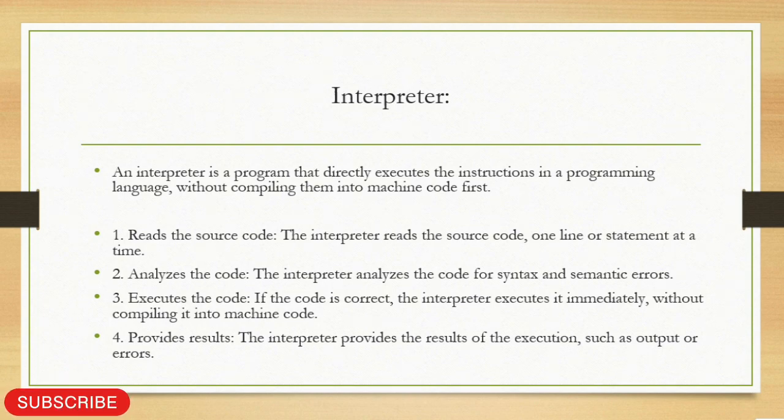So interpreter also has certain features, as I have mentioned over the PPT. You can take this as your question answers also. That it reads the source code, analyzes the code, executes the code, provides result. Okay, so Python, Ruby, these are certain examples of interpreter. I hope that the concept is clear about interpreter, compiler, assembler for all of you.